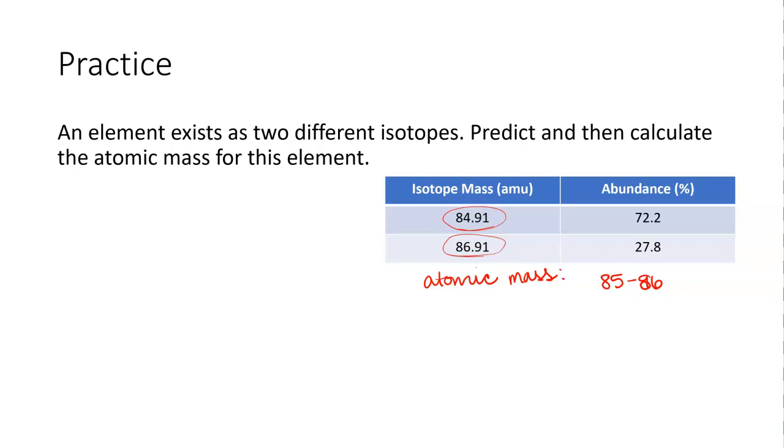So now we can actually calculate what our atomic mass for the element is. To do that, we take 84.91 and multiply it by the abundance, 0.722, which is the same as 72.2 divided by 100, or 72.2%. And then we add 86.91 times 0.278. When we add all this together, we get our average atomic mass of this element. And this works out to 85.47, which is right between 85 and 86.